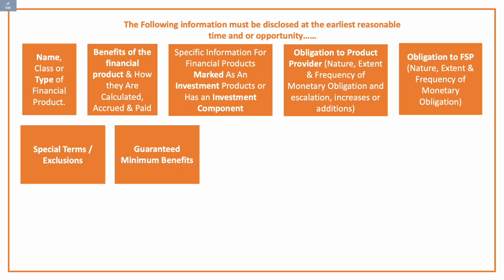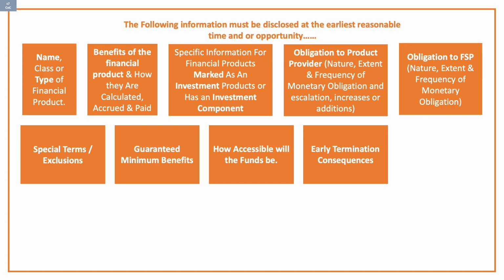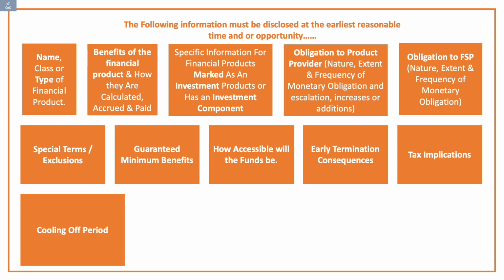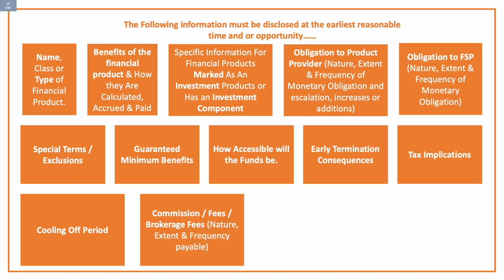7. Any guaranteed minimum benefits. 8. How accessible will the funds be? 9. Any early termination consequences. 10. Tax implications. 11. The cooling off period. 12. The nature, extent and frequency of payment of commission, fees and/or brokerage fees. Take note of this disclosure as it relates to fees and commissions.